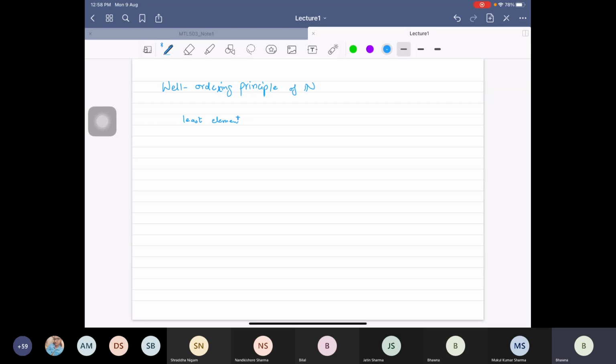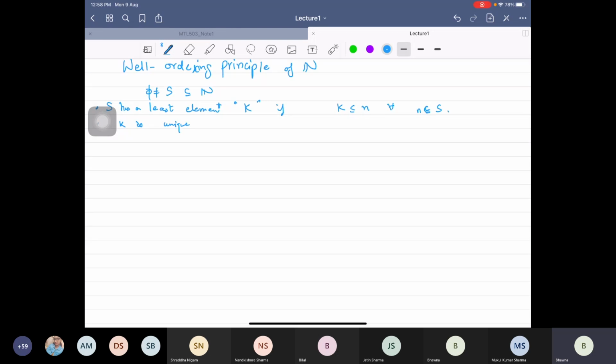A least element of a subset of N. Suppose S is a subset of N, non-empty. We say S has a least element k if k is less than or equal to n for all n in S. It's very simple. Clearly this least element k is unique.